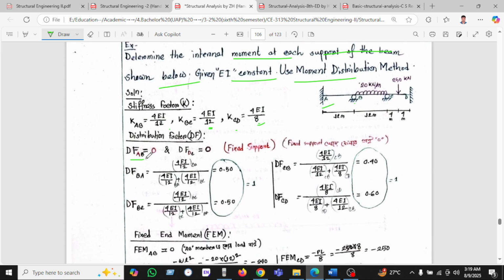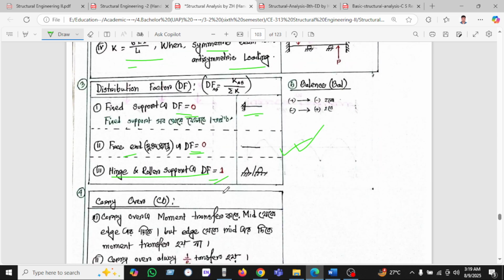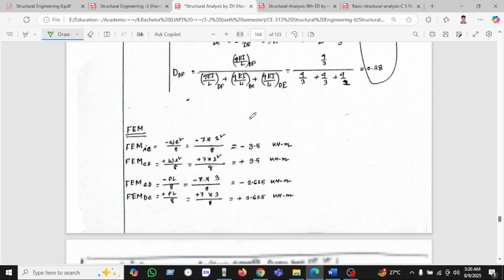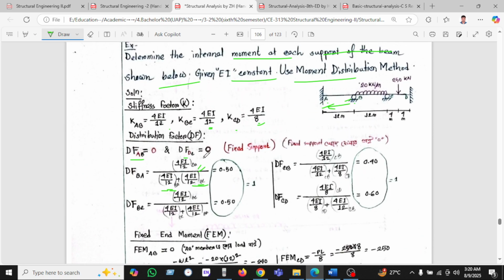So the distribution factor of AB and DC is 0 because these are fixed supports. For the distribution factor BA, that means at B with A, for 4EI by L, the adjacent member is BC. BA is 4EI by 12 and BC equals 4EI by 12. As we have been seeing, the distribution factor is KAB divided by the sum of K. This is the sum, that's why it is found here.